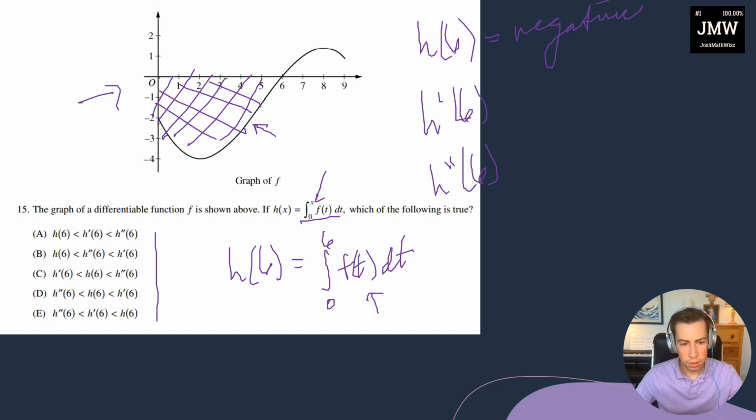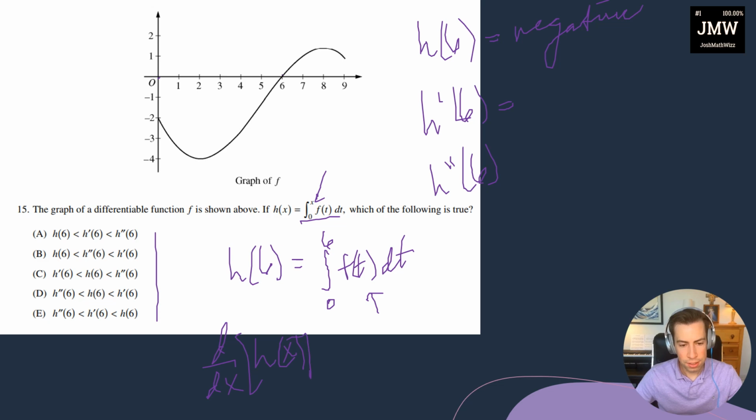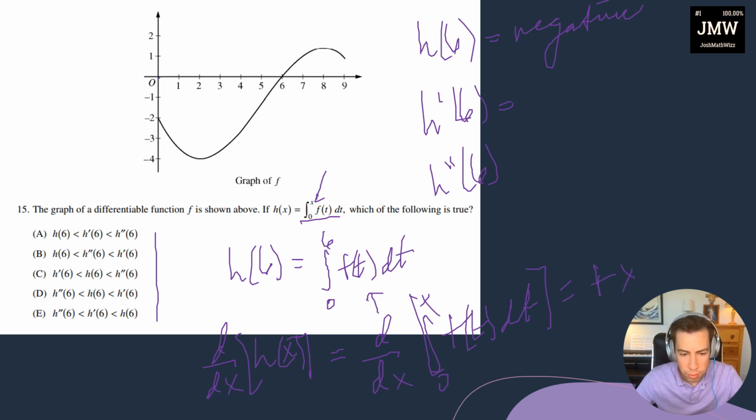All right. So let me clear that off real quick, and let's figure out what is h prime of 6. So if I take the derivative of h of x, then that is the same thing as taking the derivative of this integral here. And if I do that, then by the fundamental theorem of calculus, this is just going to be f of x. Or wait, did I do that correctly? F of x, yes. Okay, f of x.